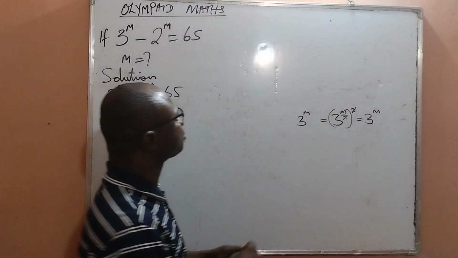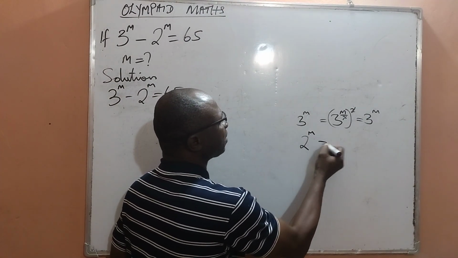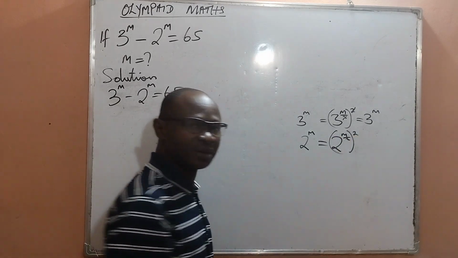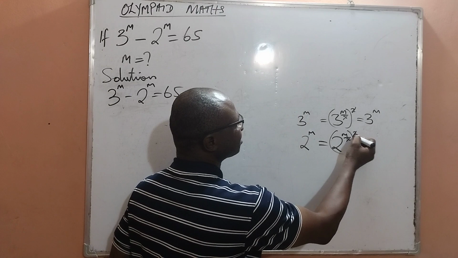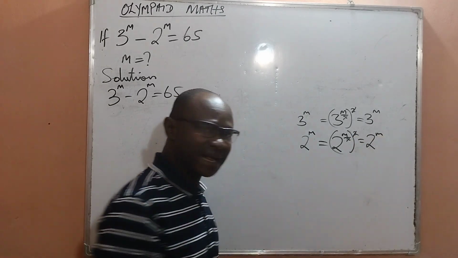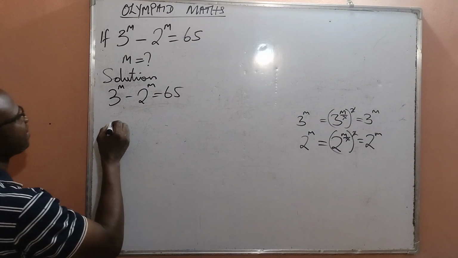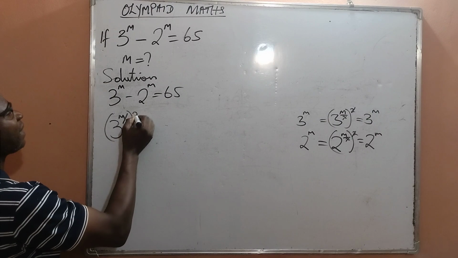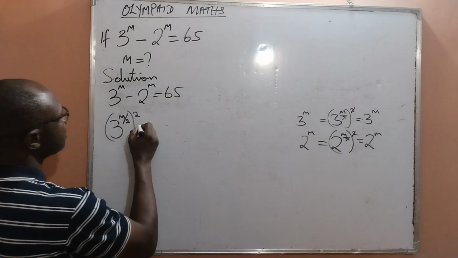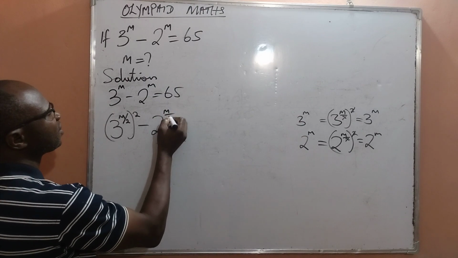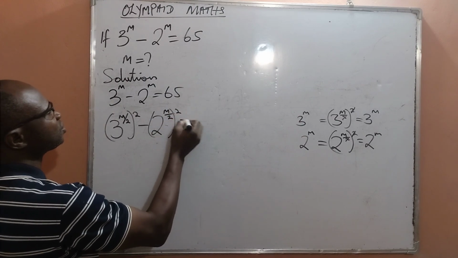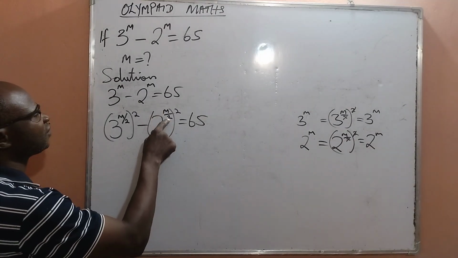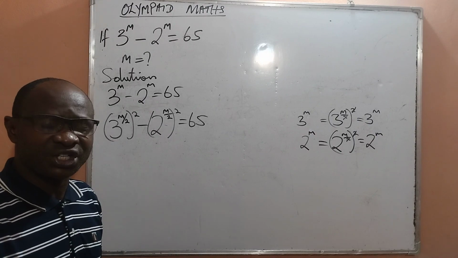I will also do the same thing to 2 raised to the power m. I will write it as 2 raised to the power m all over 2, all to the power of 2. Okay? So that when 2 cancels out 2, it will leave me with 2 raised to the power m. Exactly the same thing. Alright. Therefore, from here I write 3 raised to the power m divided by 2, all raised to the power 2, then minus 2 raised to the power m all over 2, all raised to the power 2 is equal to 65.